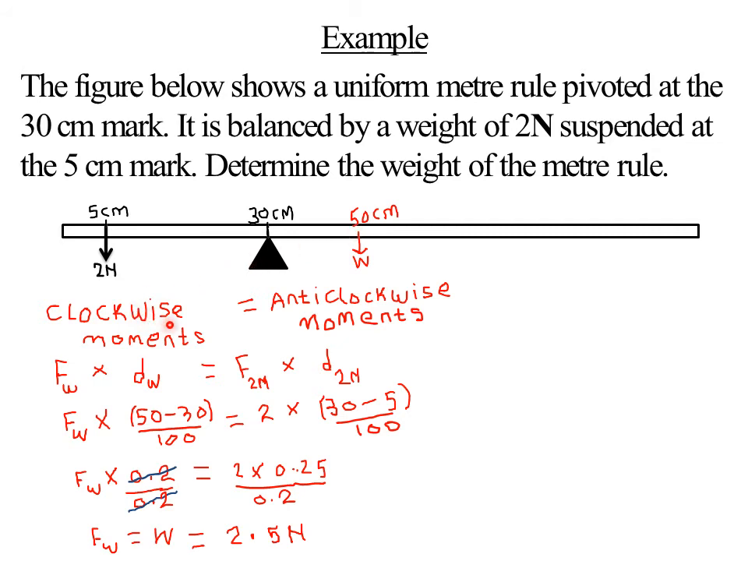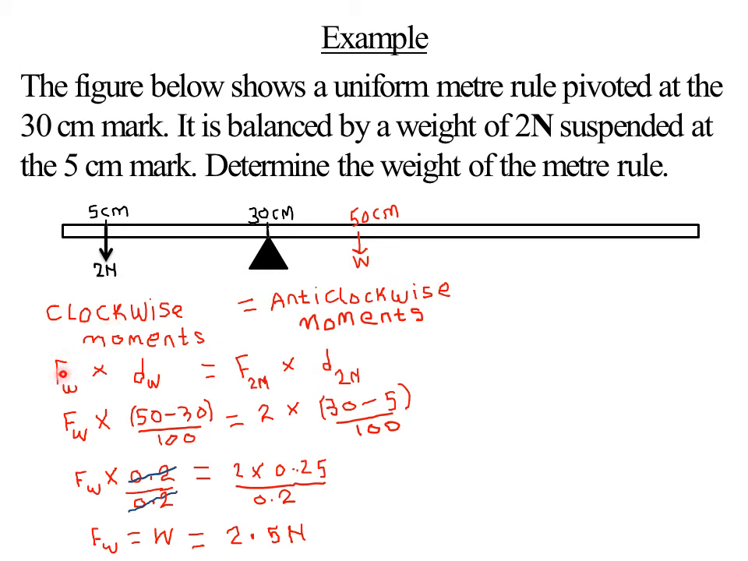As usual, from the principle of moments, the sum of clockwise moments must be equal to the sum of anti-clockwise moments. We did say that clockwise moments are provided by the forces which cause the bar to move in the clockwise direction. In this case, my clockwise moment will be provided by the weight. Because this is the 30 centimeter mark, the 50 centimeter mark will be somewhere here. So the weight will cause the bar to move in this direction relative to the pivot. This direction is the clockwise direction. Therefore the weight will constitute the clockwise moments.